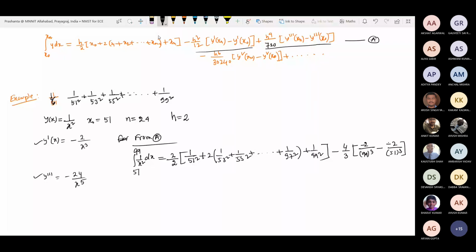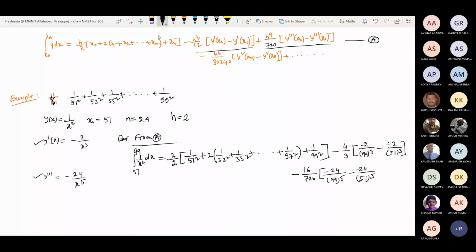And if you consider the next term, that will be h power 4 by 720. So h power 4 by 720 will be 16 by 720, and the next value will be minus 24 by 99 power 5 minus minus 24 by 51 power 5.